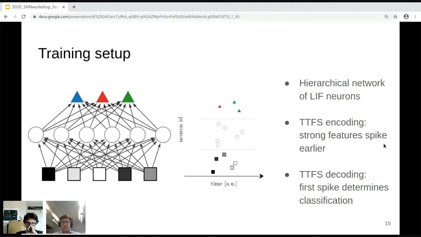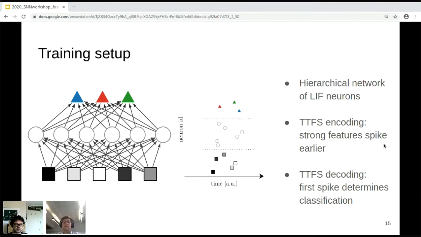And for input encoding, we use time-to-first spike coding. This means that stronger features, represented as darker pixels here, are translated to earlier spike times. And you see this on the right: there's a schematic raster plot with the symbols on the left side. You see that the dark squares give earlier spikes than, for example, the gray or white ones.